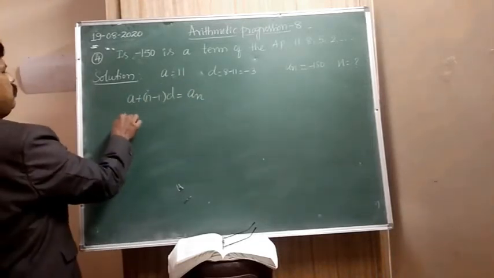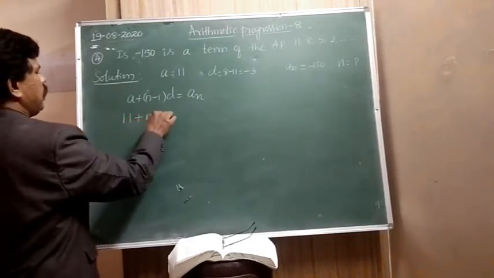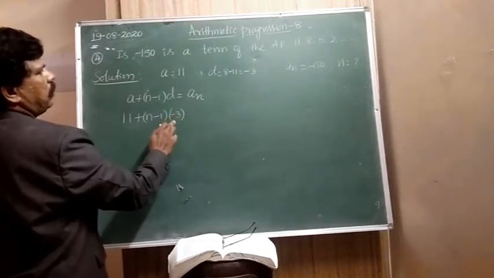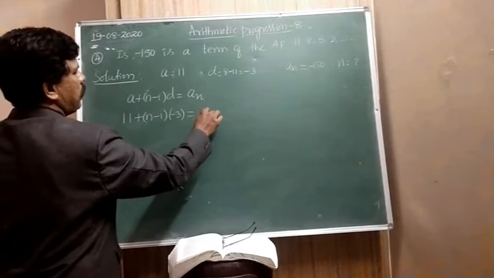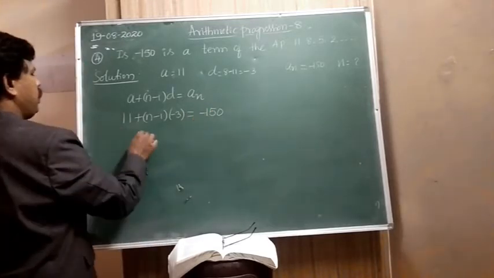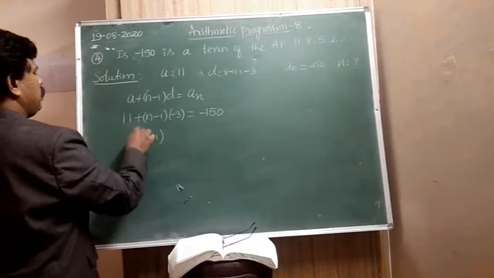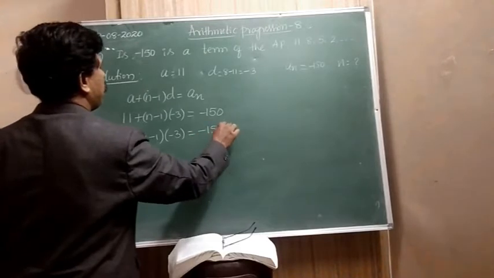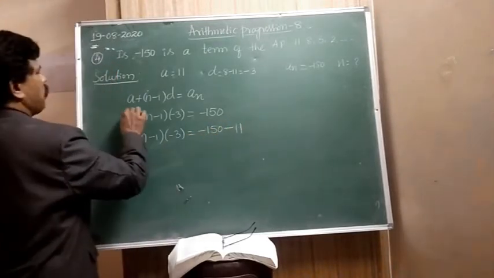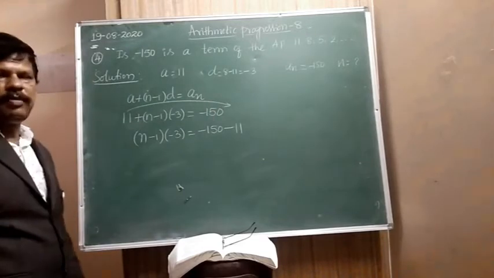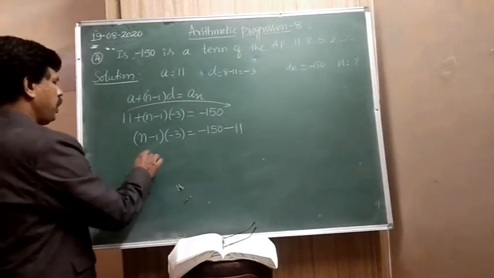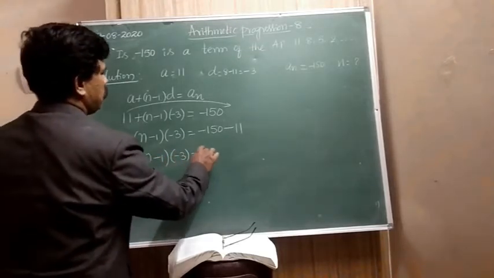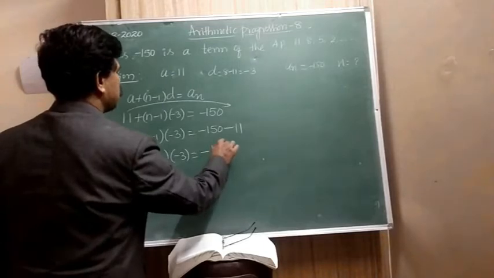Now, substitute the value: 11 plus (n minus 1) into d value, which is minus 3, equals minus 150. So, look at the minus sign. Then (n minus 1) into minus 3 equals minus 150 minus 11. So, plus 11, when you transfer this side, it becomes minus 11. Then (n minus 1) into minus 3 equals minus 161.